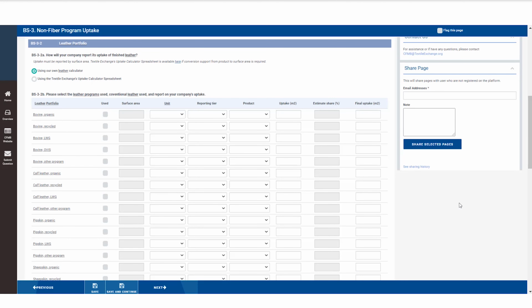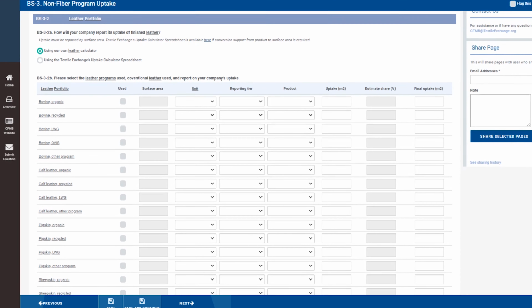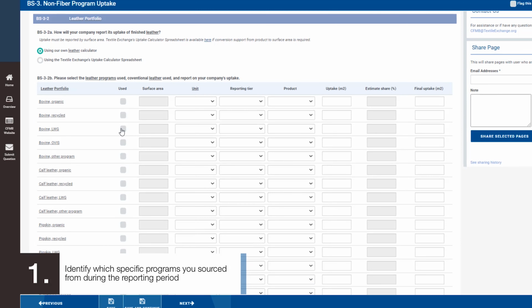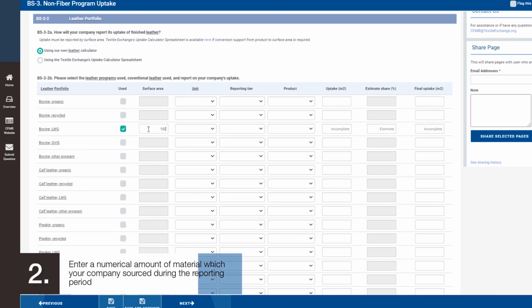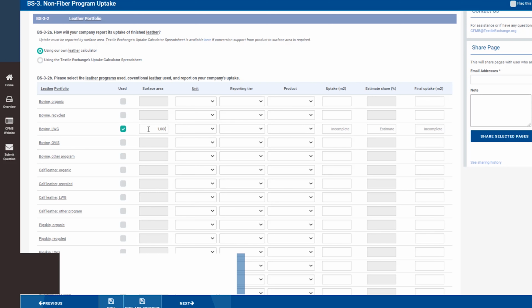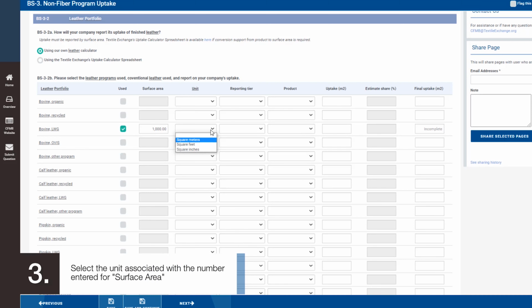For reporting leather uptake in the survey, please follow these 8 steps. Step 1. Identify which specific programs you source from during the reporting period, and in the first column, select Used. Step 2. Please enter a numerical amount of material which your company sourced during the reporting period. Step 3. Please select the unit associated with the number entered for surface area. Data can be reported in square meters, square feet, or square inches.